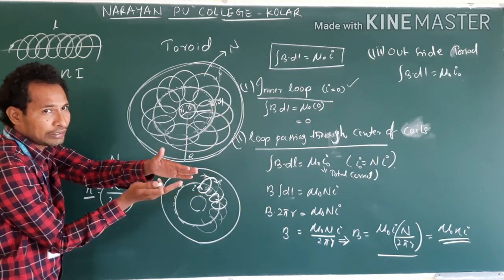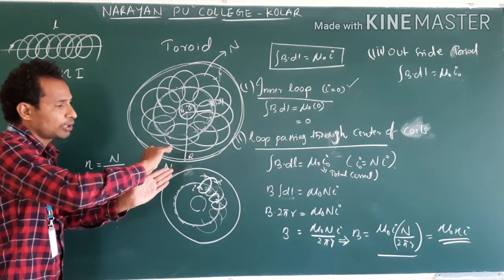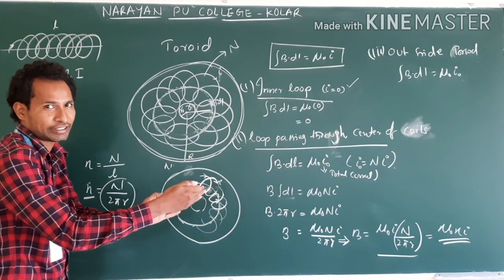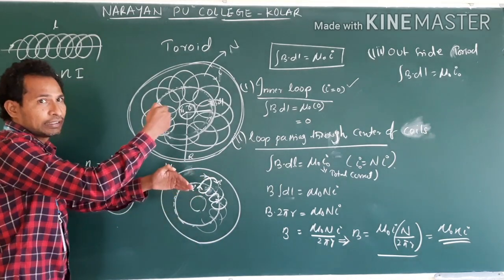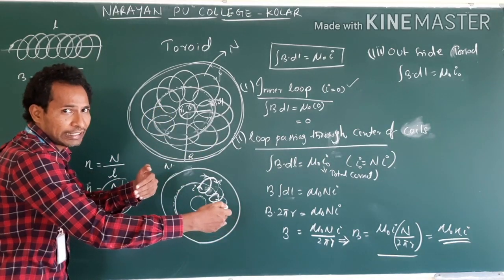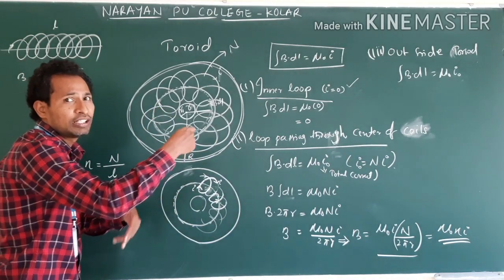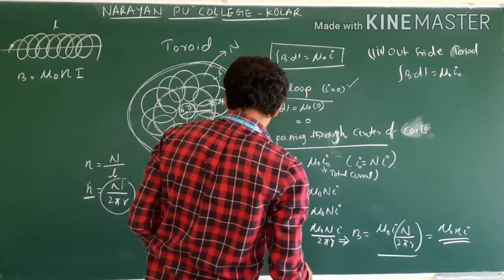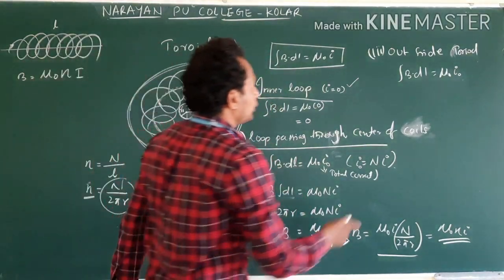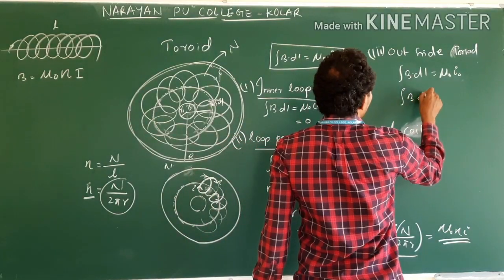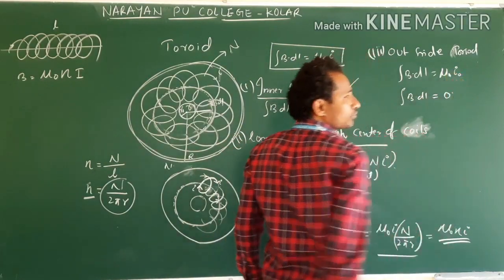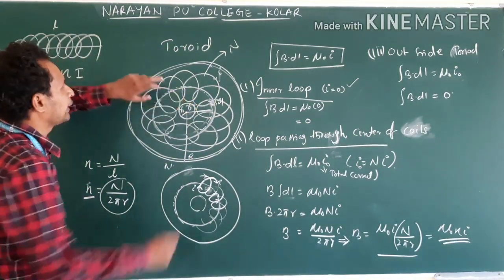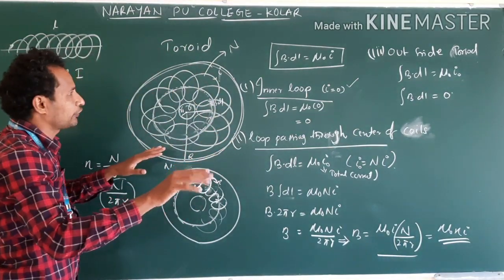So the outer loop which we constructed outside the toroid has net current 0, because some portion of the coil is coming out and some portion is moving in with the same current. The current is in different directions. One portion is clockwise and another portion is anti-clockwise. What is the total current? Total current is 0. Then integral B dot dl is equal to 0. So inside the inner loop there is no magnetic field, and outside there is no magnetic field.